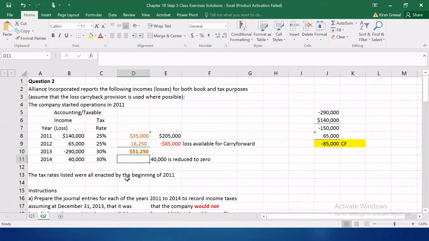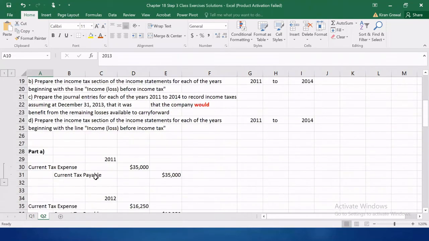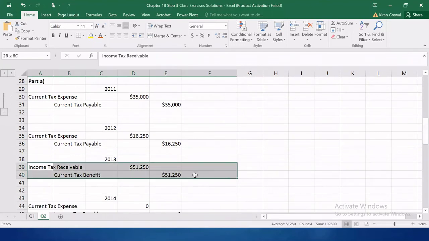So let's do that journal entry for 2013. In 2013, we have a journal entry: debit income tax receivable $51,250 for the refund, credit current tax benefit $51,250.